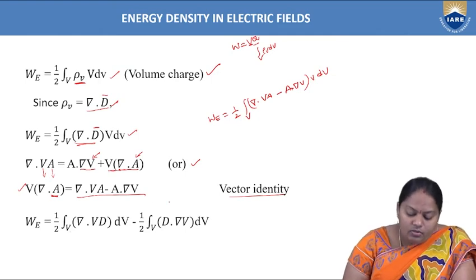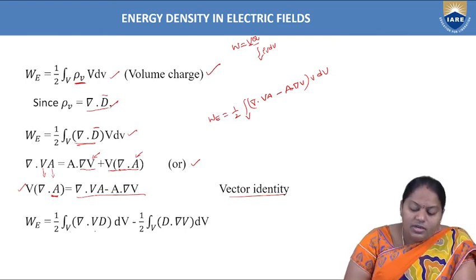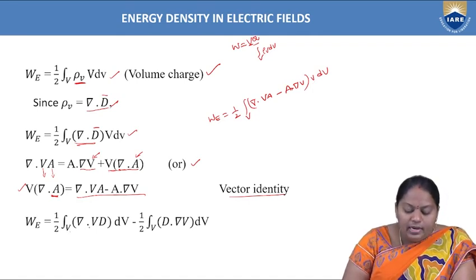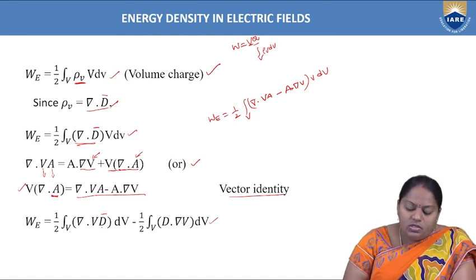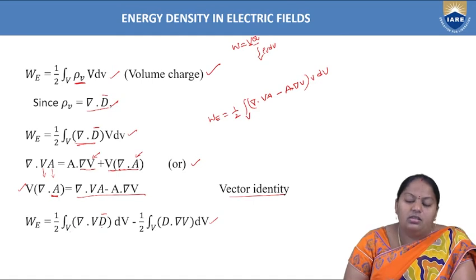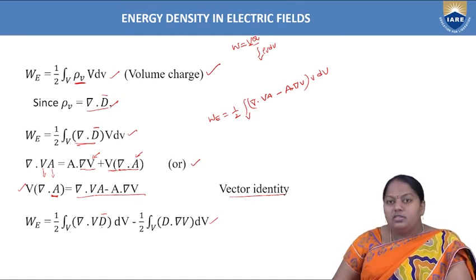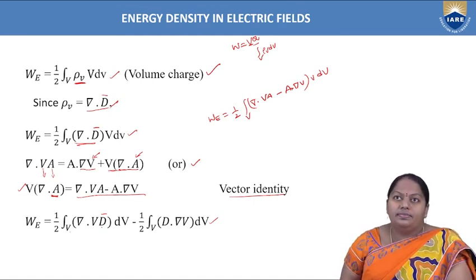Right? So that equation can be written by splitting the integration into the two respective terms. Hence this is given by 1 by 2 integral V del dot VD dV, because in place of A we have D, minus 1 by 2 integral V D dot del V dV. From the vector identity, we just substitute A by D in this case, where D is the electric flux density.